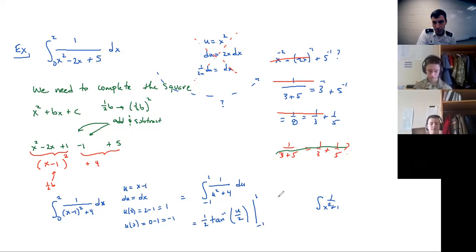Everyone all right with that? And then this becomes 1/2 arctangent of 1/2 minus 1/2 arctangent of -1/2. I didn't really want to put that line there.